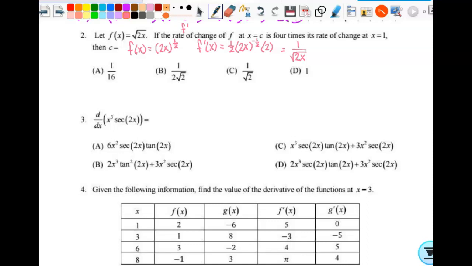So it says the rate of change of f at x equals c is 4 times its rate of change at x equals 1. So I need to find f prime of c. That's equal to 1 over the square root of 2c. And f prime of 1 is 1 over the square root of 2.